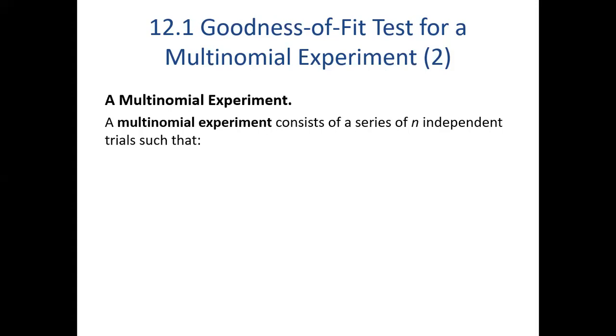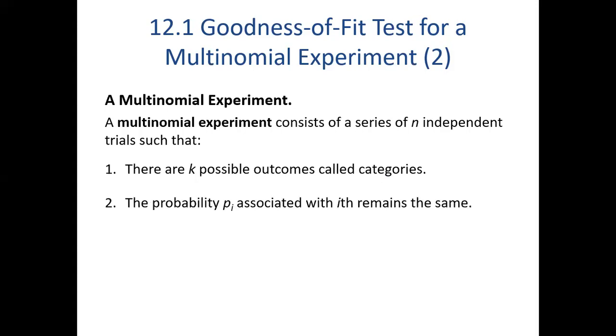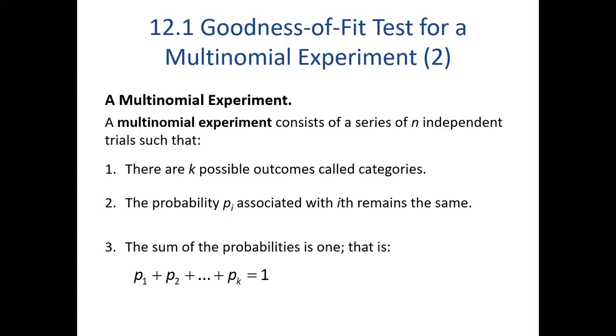So a multinomial experiment consists of a series of n independent trials such that there are k possible outcomes called categories. The probability p associated with the ith outcome remains the same, and the sum of the probabilities is 1. That is, p1 plus p2 plus p3 plus dot dot dot up to pk is 1. Okay, so these k outcomes are called categories, as you will see, and the sum of the probabilities of each outcome is equal to 1.